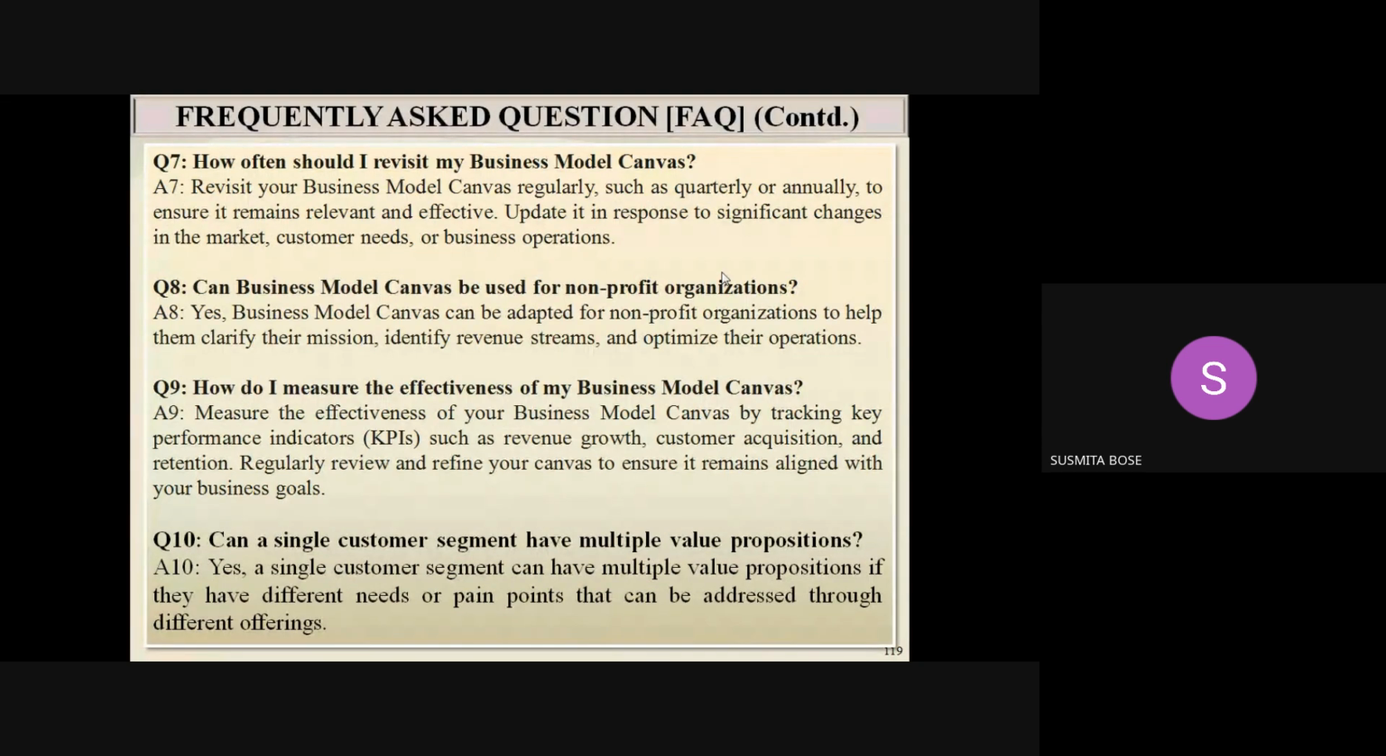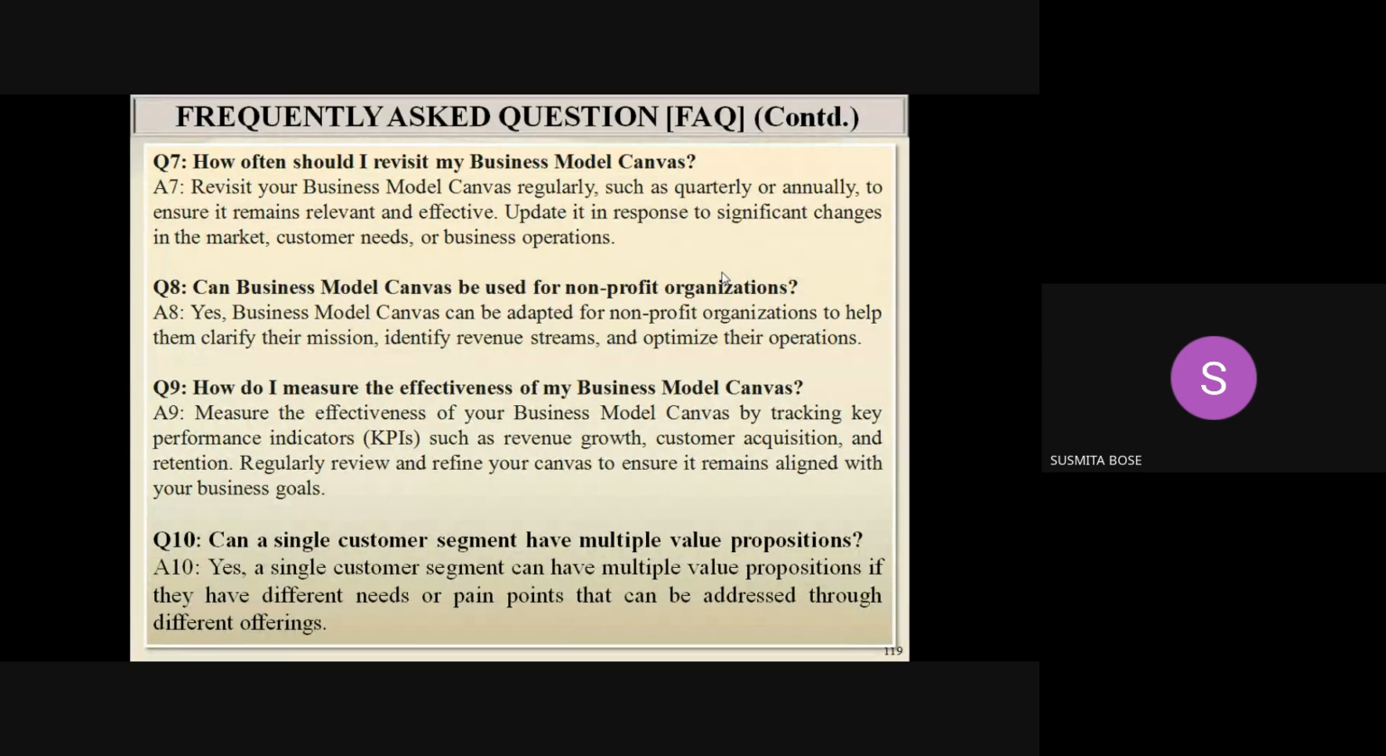Okay, how often should I revisit my business model canvas? Revisit your business model canvas regularly, such as quarterly or annually. Annually, I think it should be quarterly or monthly, if possible, to ensure it remains relevant and effective. Update it in response to significant changes in the market, customer needs, or business operations.